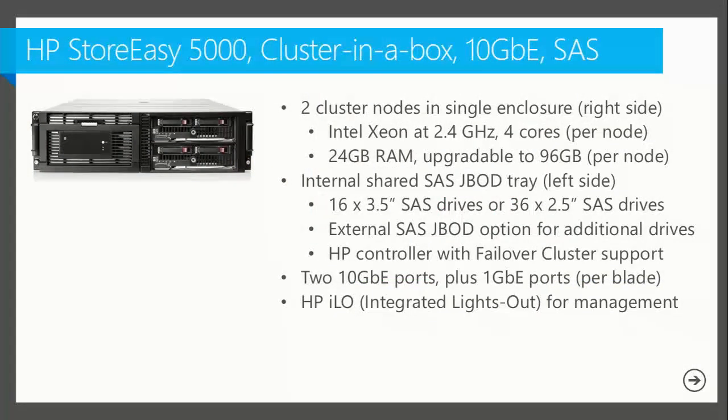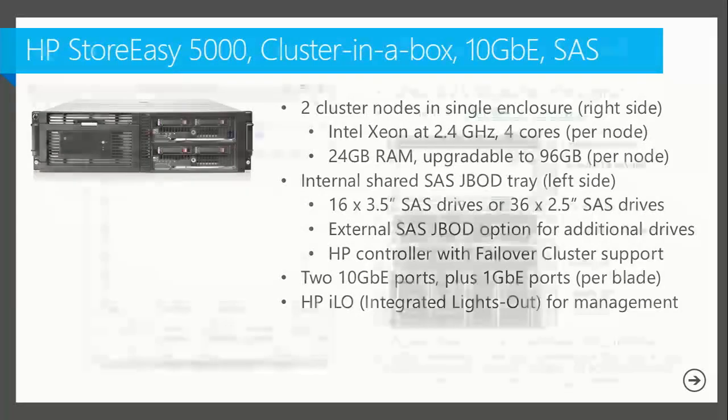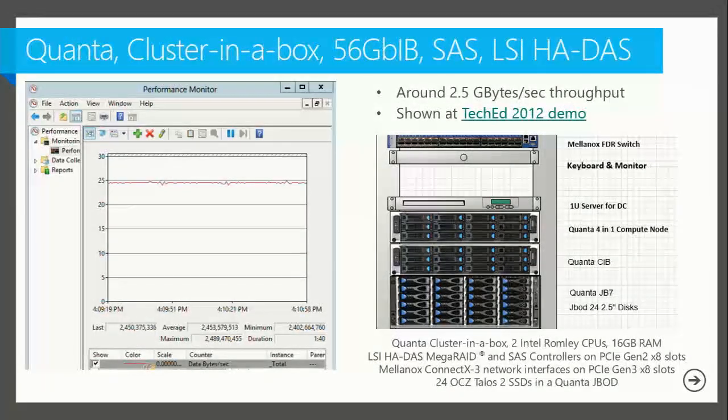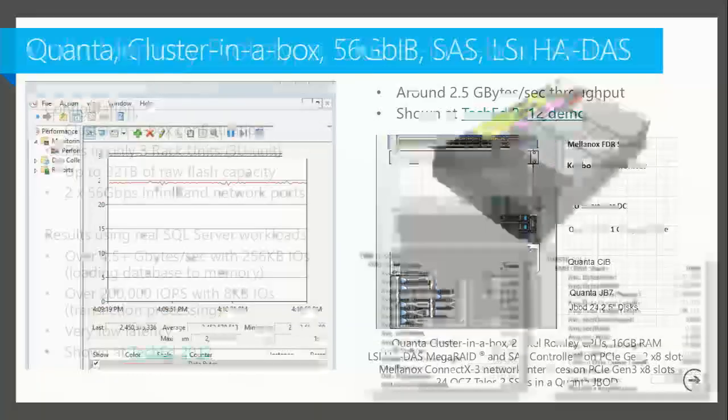This is the StoreEasy 5000 from HP, also a cluster-in-a-box system that you can use as a storage solution with SMB file server. This is the Quanta cluster-in-a-box. We also demonstrated that with the LSI HA-DAS, which is now called, I believe, LSI Synchro solution. That's a clustered RAID controller. In this case, performance was 2.5 gigabytes a second, limited by the PCI bus. That's a Gen 2 by 8. I believe that's what the limit was there.